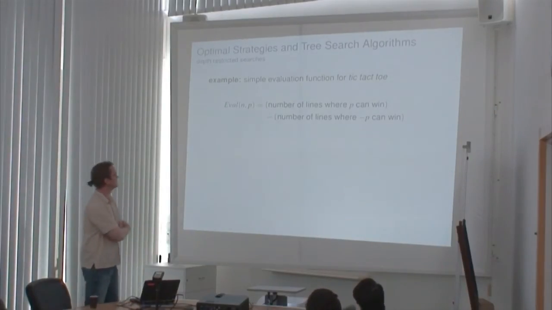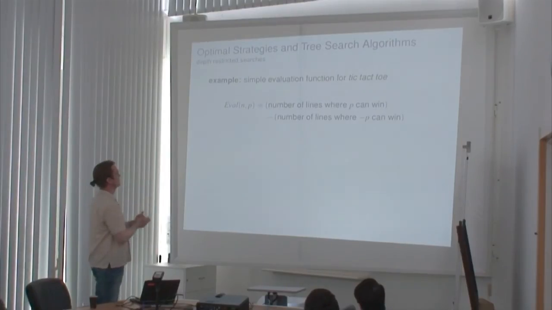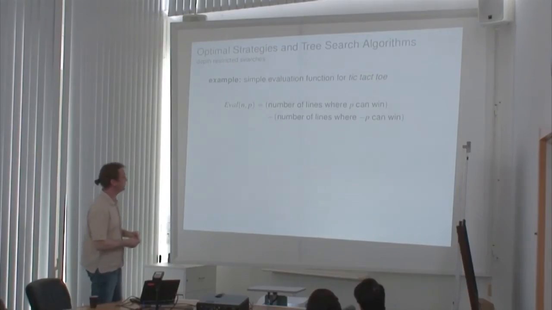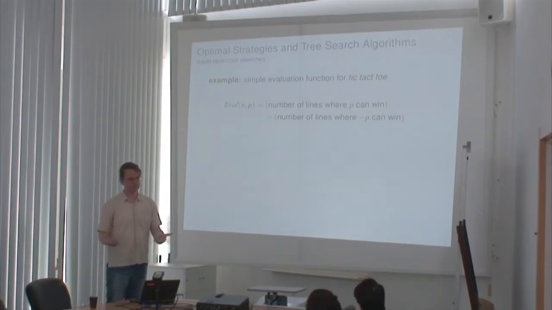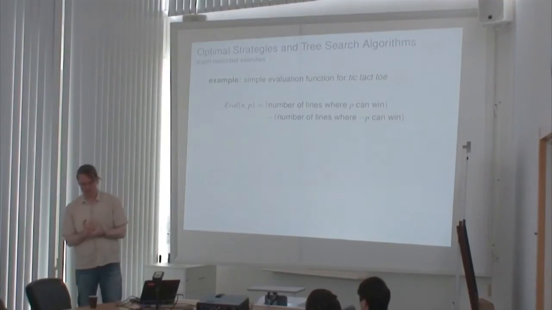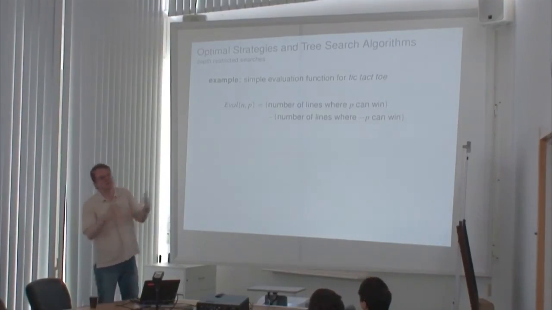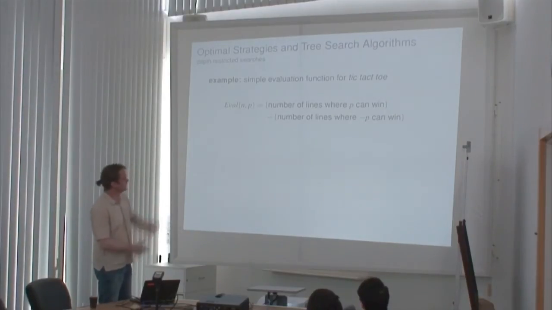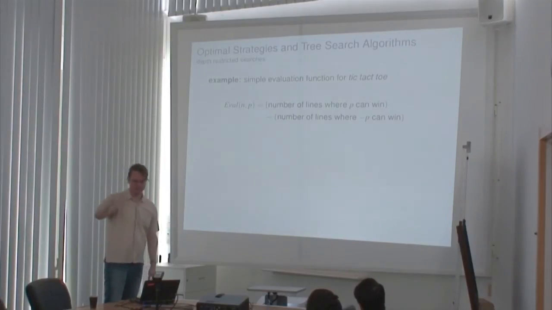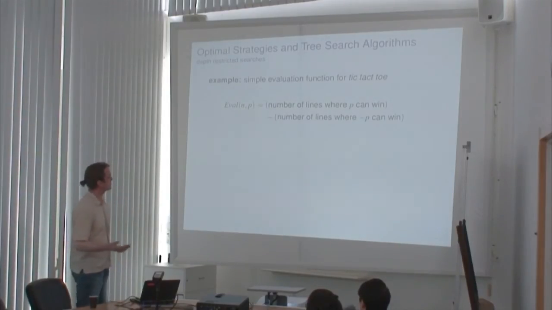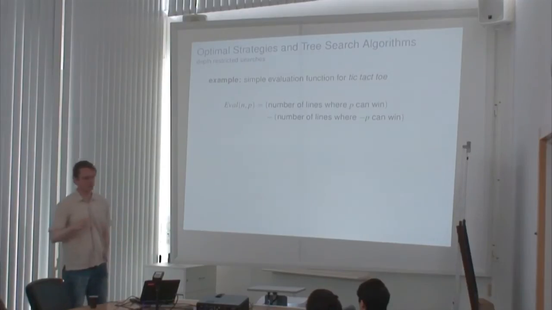The idea is that we want to evaluate a state n during the course of a game of tic-tac-toe in which player P is to move. What is the evaluation of that state? We can't call it utility. Here's an idea. We simply compute the number of lines on the tic-tac-toe board that are still available for player P to win, and subtract the number of lines where the opponent can win.